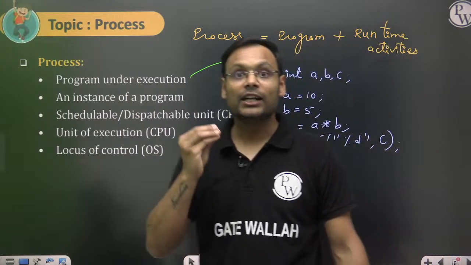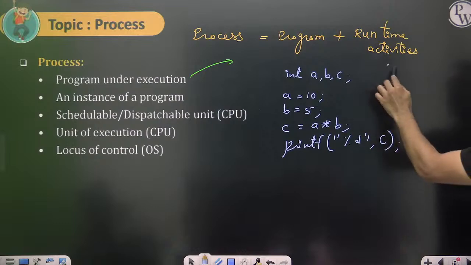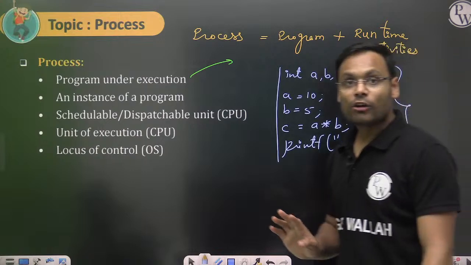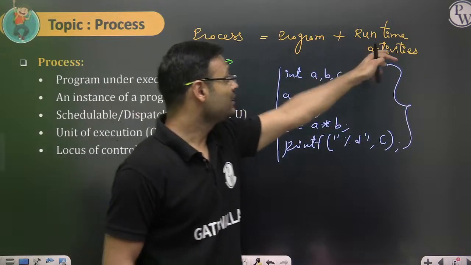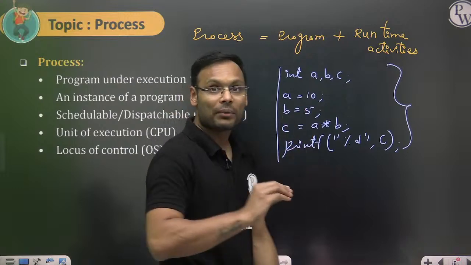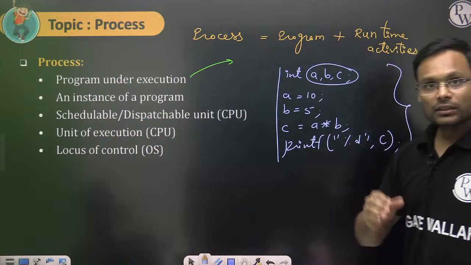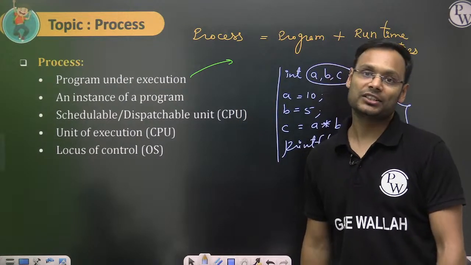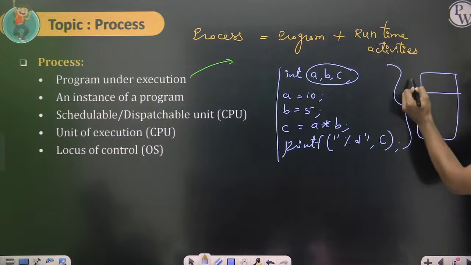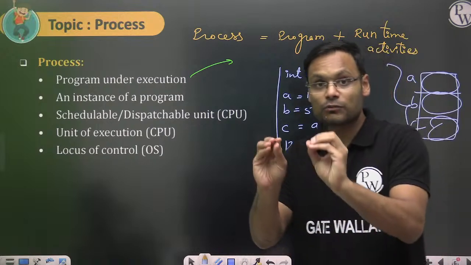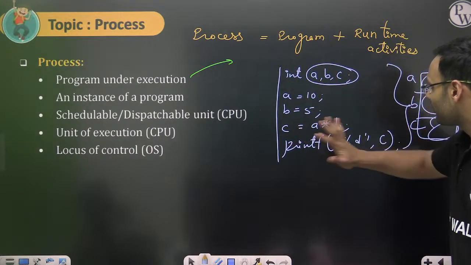When you try to run this program, you know what happens? Along with this code, extra runtime activities are added. A stack is added. Whatever variables you have created, space to store those variables is attached. There are three variables: for A some number of bytes are given, for B some number of bytes, and for C some number of bytes. I am hoping that you have a little knowledge of programming language. These are C programming language statements.